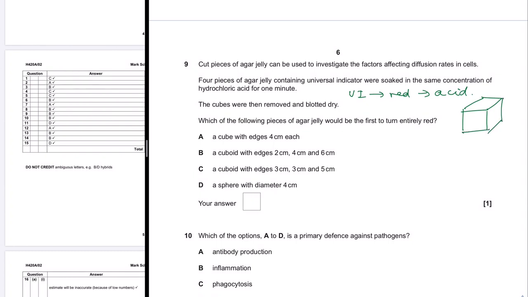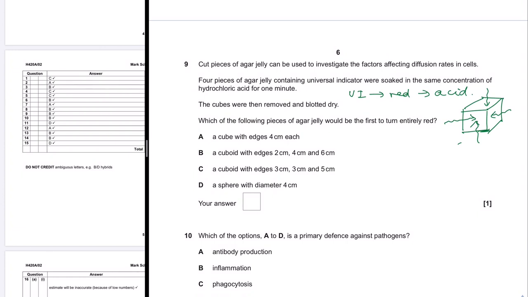Whichever one has got the highest rate of diffusion, the acid will diffuse into the cube, and as it does so, it will turn the indicator in the cube all red. So the question is asking which of these shapes would have the highest rate of diffusion of the acid into the cube. Okay.